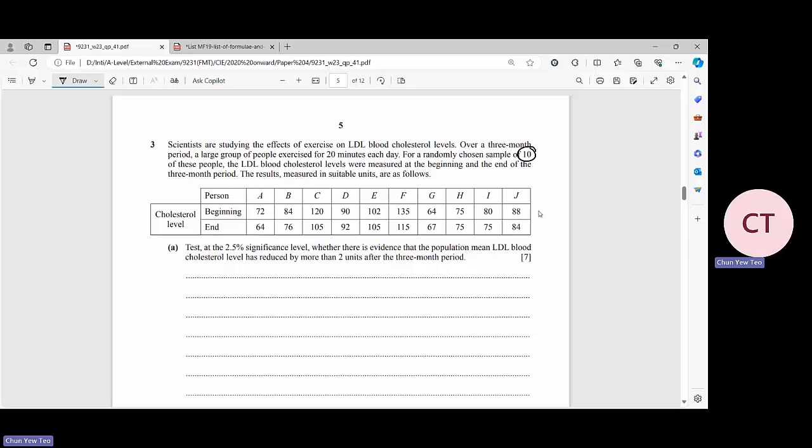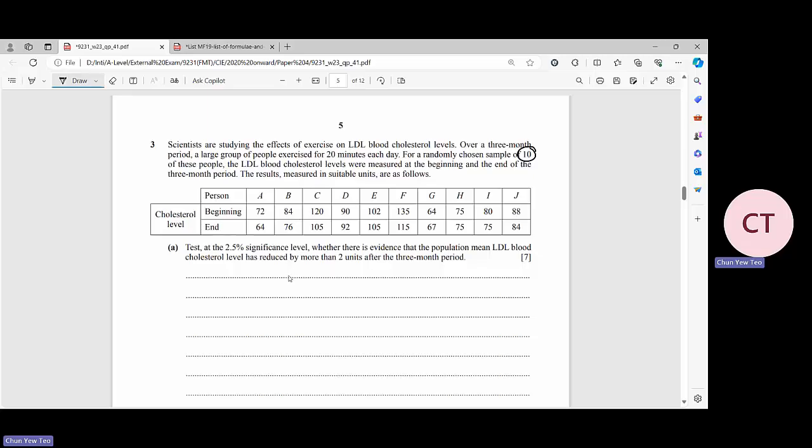So these are the results. Same person, but you have 2 sets of data. One is beginning, one is the end. So it's actually the same subject. So what you can see is that this is supposed to be the matched pair t-test. It's a matched pair t-test.